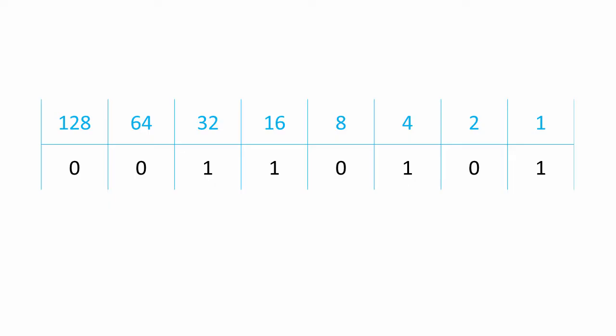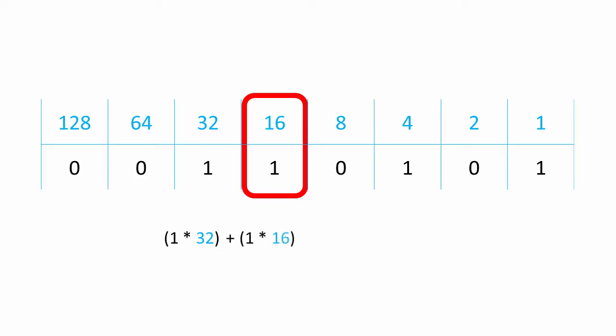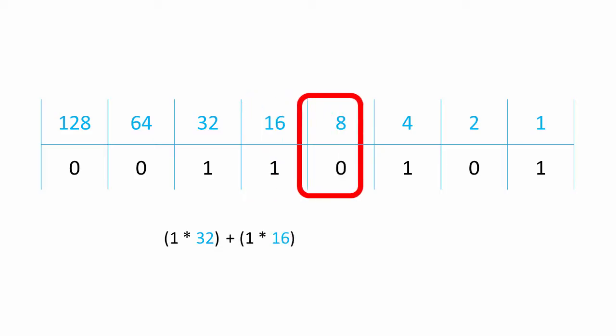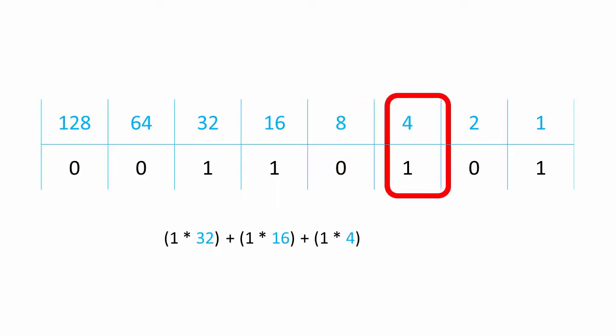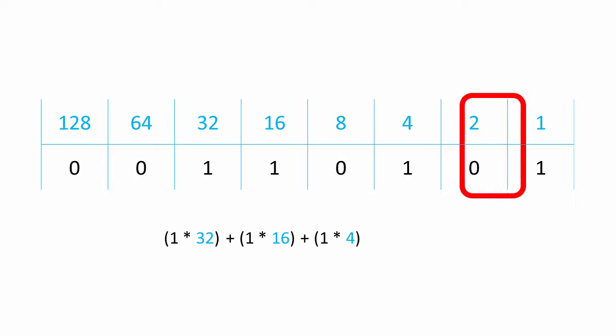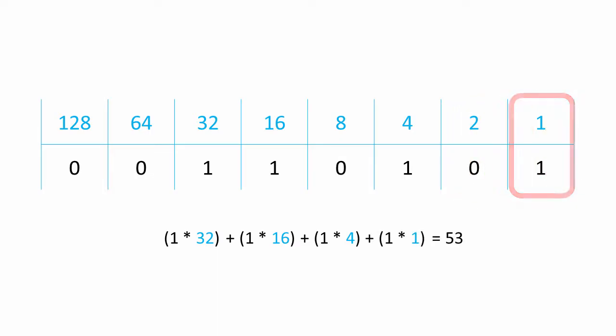This binary number is comprised of 0 times 128, plus 0 times 64, plus 1 times 32, plus 1 times 16, plus 0 times 8, plus 1 times 4, plus 0 times 2, plus 1 times 1. This binary number is 53 in base 10. Let's see another example.